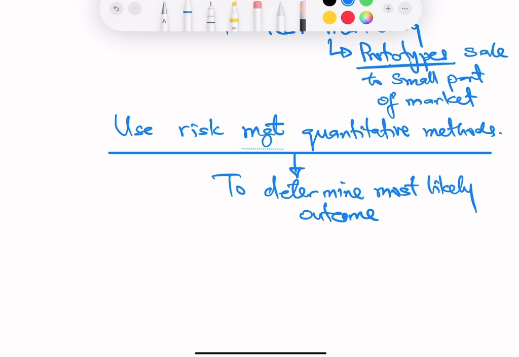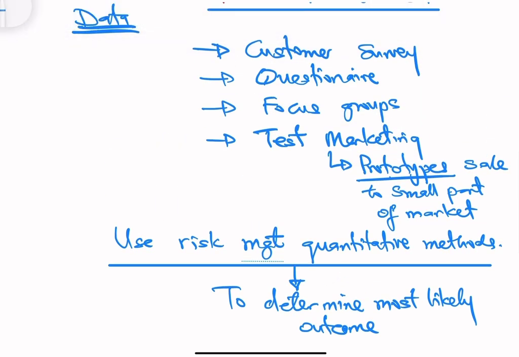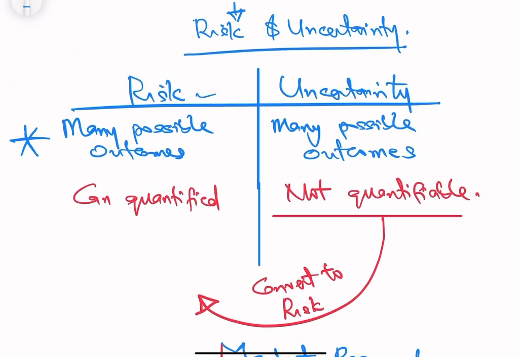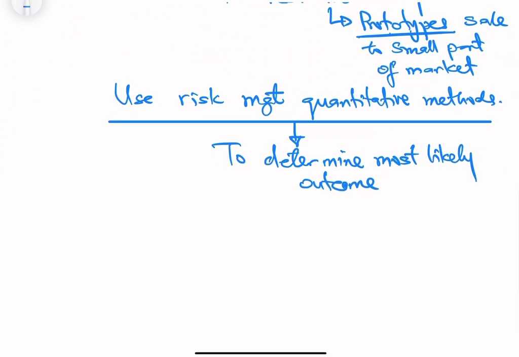So once we're able to get the data, then we have something called risk that can be quantified. Then we can use quantitative methods to determine the most likely outcome, and we plan based on that. The question is, what are these methods? Let's look at the various methods we can use. The first method is the sensitivity analysis.